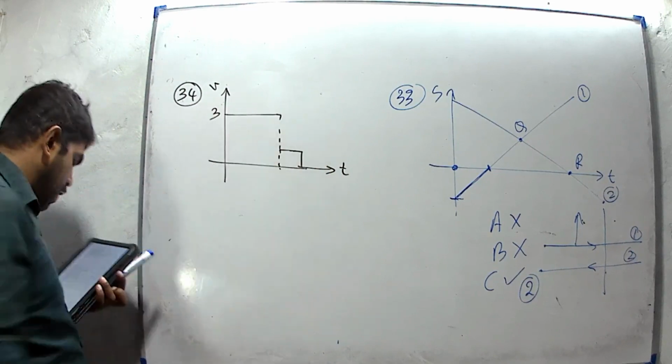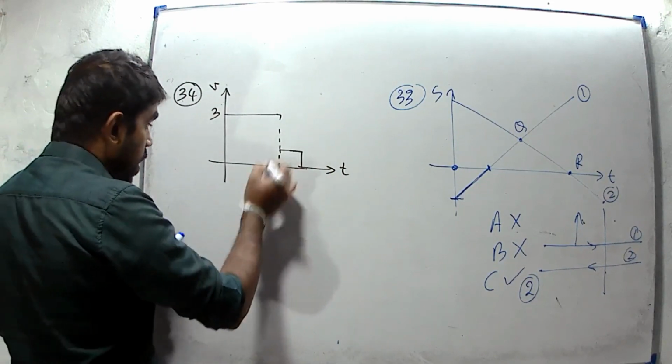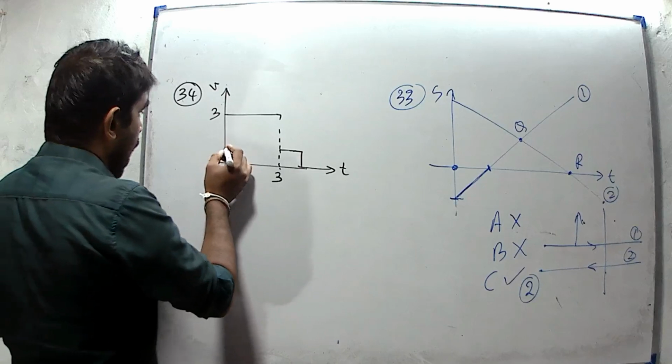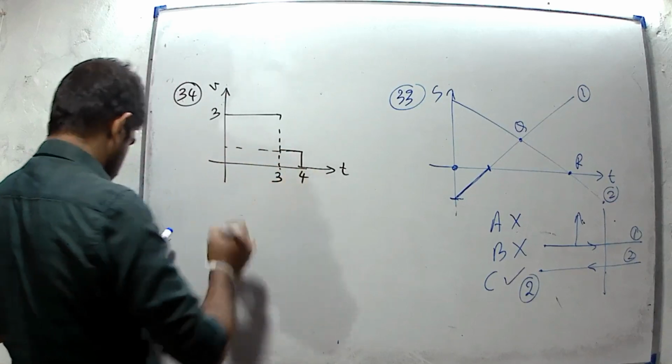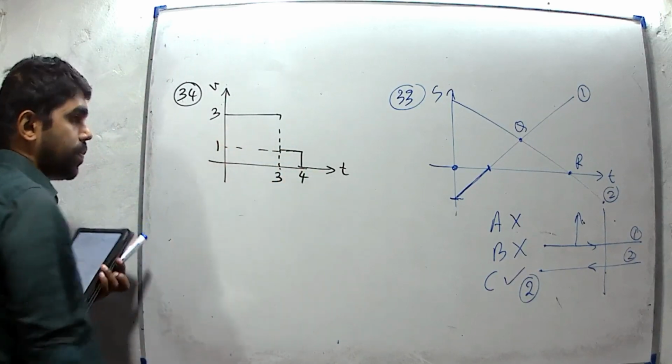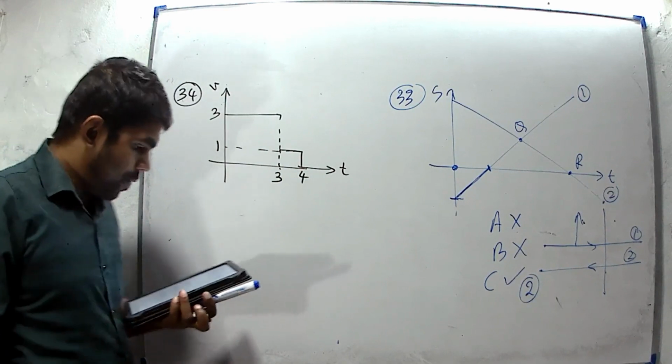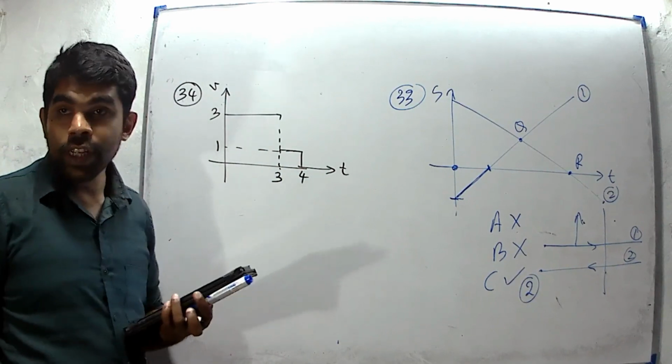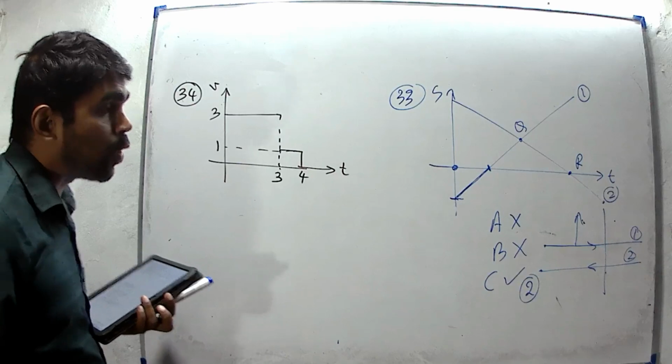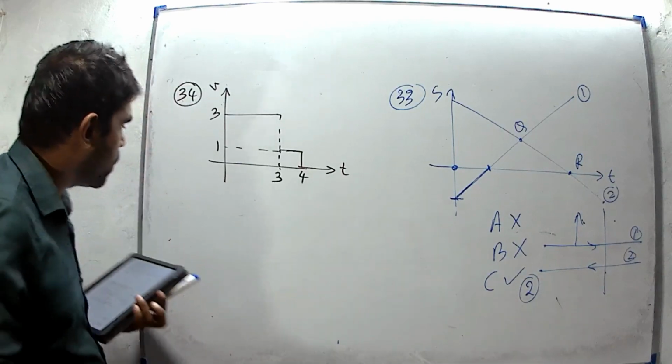There is a constant velocity for 3 seconds, and for the last 1 second, velocity is 1. We have to get the average velocity. We know that average velocity is total distance divided by total time.